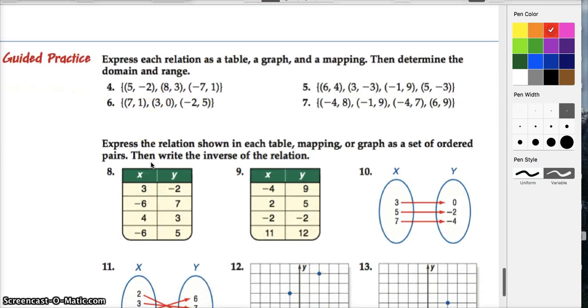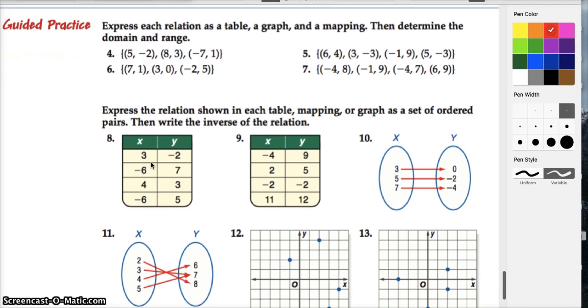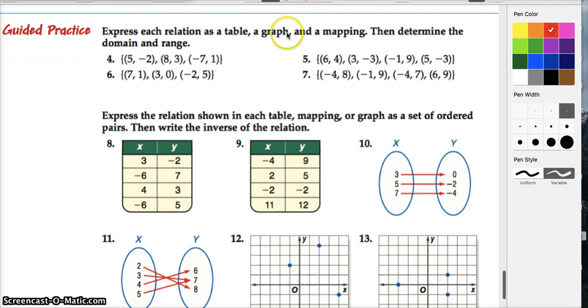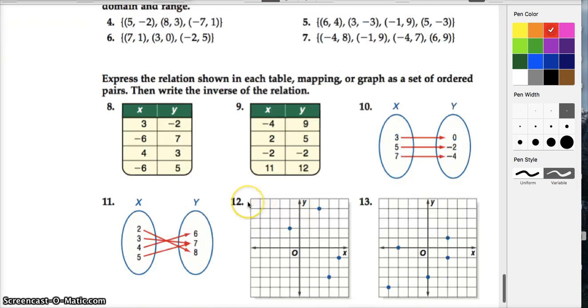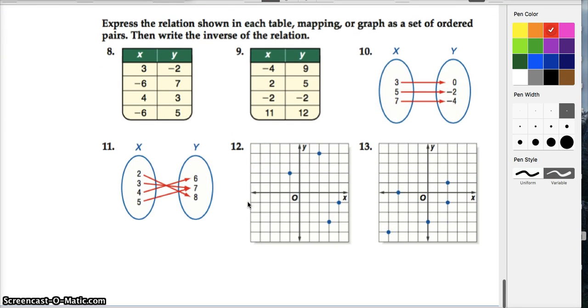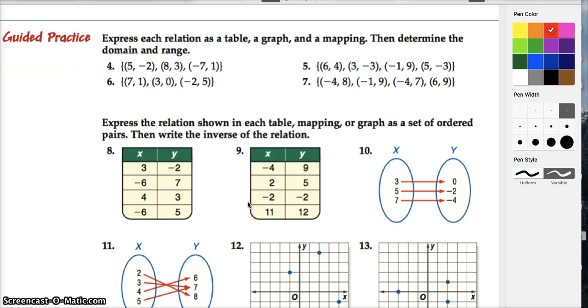With that in mind, just an idea of what your assignment's going to look like. You're going to be expressing each relation as a table, a mapping, and then talking about what the domain and range is. This is all stuff that I think you're really comfortable with. You're going to express a relation in different ways. Once you see it in one way, you're going to be able to represent it in different ways. And this is typically just getting comfortable with the idea of domain, range, x, y, tables, graphings, mappings, and so forth and so on.